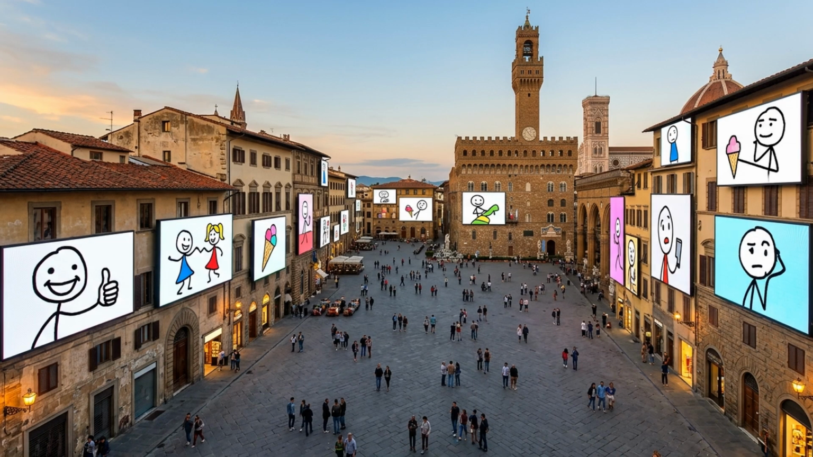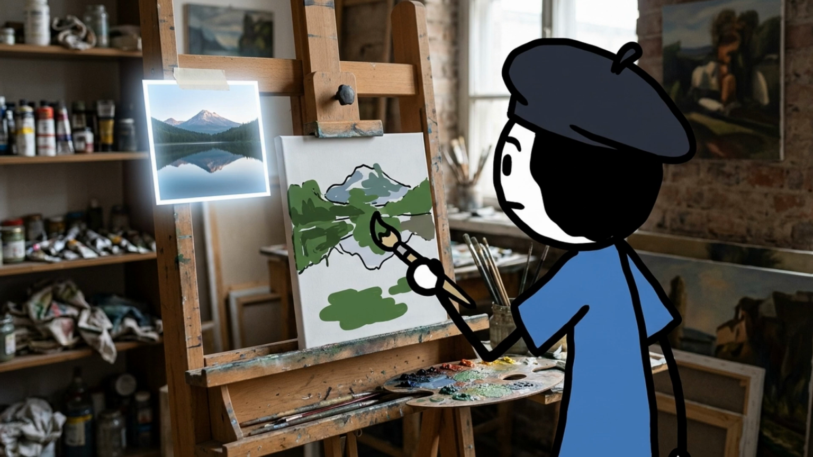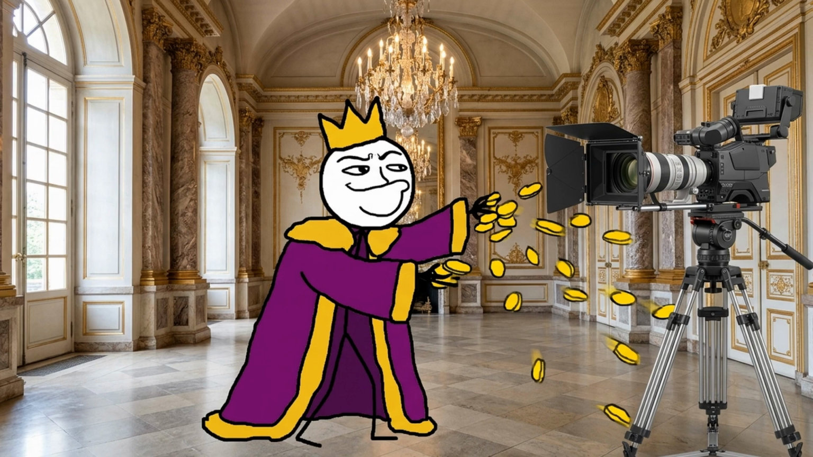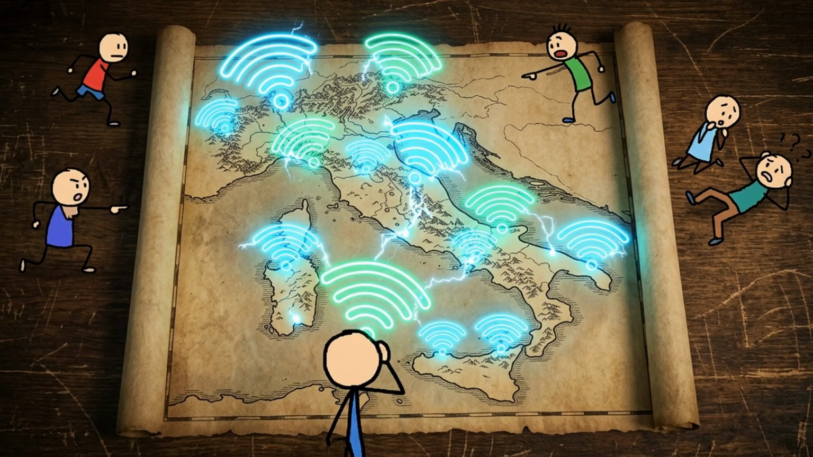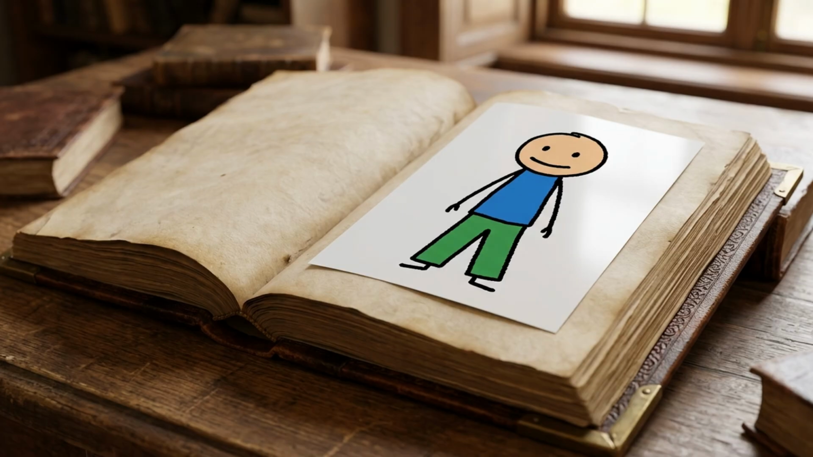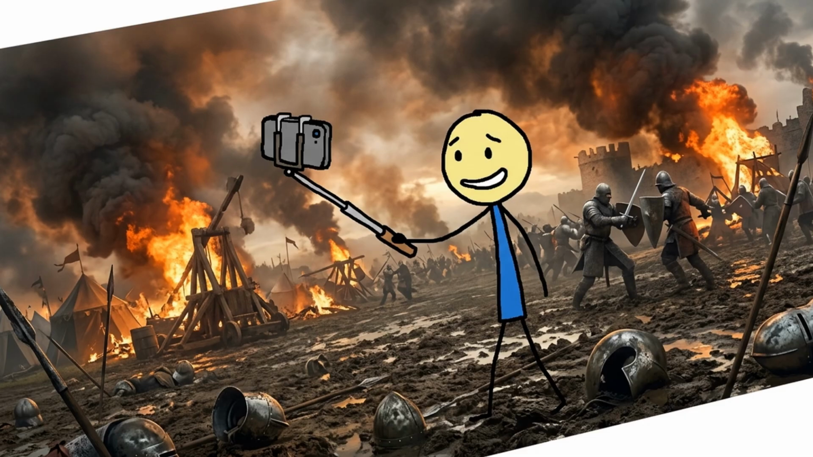Within a year, photographs are being made in Florence. Artists use them as references for paintings, capturing exact poses and lighting. Scientists photograph specimens, celestial events, anatomical dissections. Wealthy patrons commission portrait photographs. The technology spreads. Printing presses start including photographs in books. By 1550, illustrated encyclopedias contain actual photographic plates. Historical events are documented photographically as they happen.